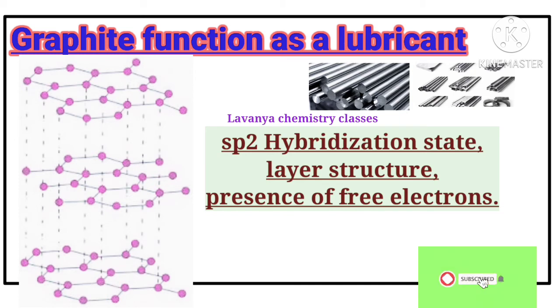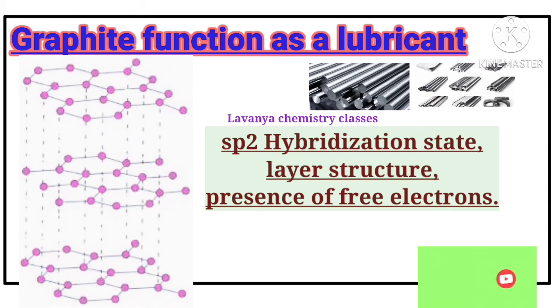Graphite has a two-dimensional layer structure, and these layers can easily slide over one another as they are held by weak van der Waals forces, that means weak attractive forces between them. Hence, graphite is used as a lubricant. Graphite is a dark, opaque and soft material whose density is 2250 kg per meter cube.